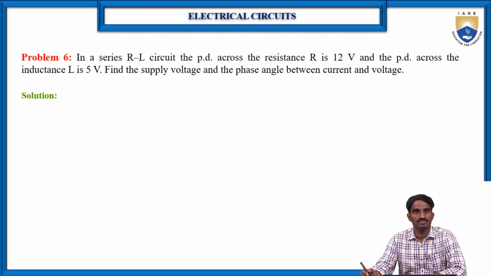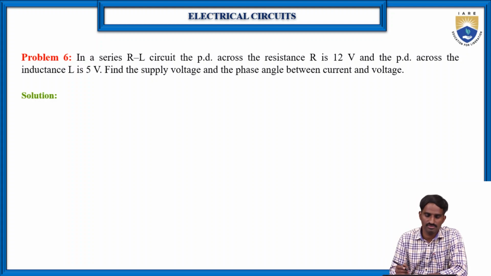Next, coming to problem 6. Now we are coming to the next circuit, which is the series RL circuit. In a series RL circuit, the potential difference across the resistance R is 12 volts and the potential difference across the inductance L is equal to 5 volts. Find the supply voltage and the phase angle between the current and voltage.